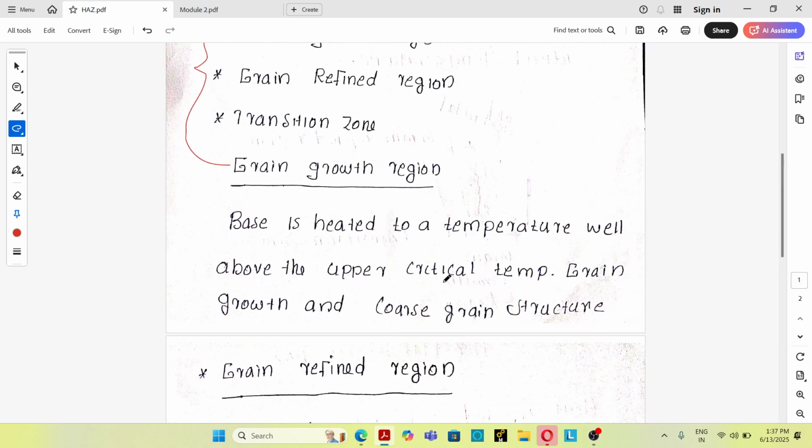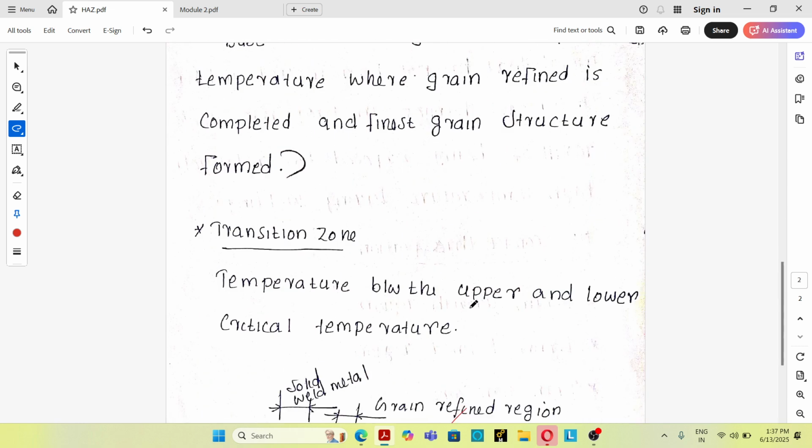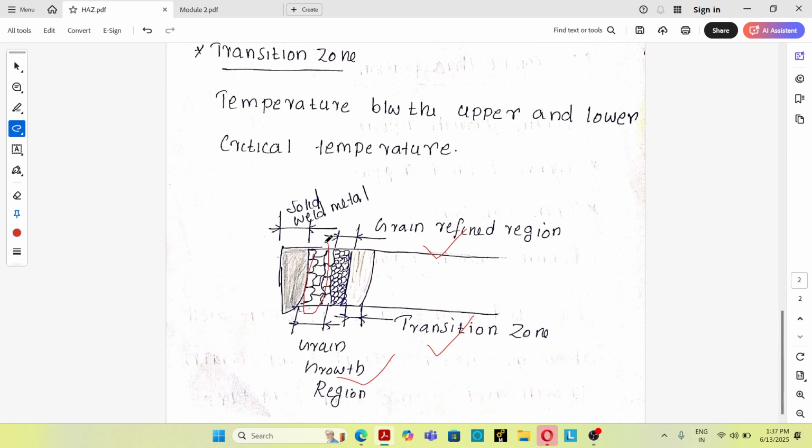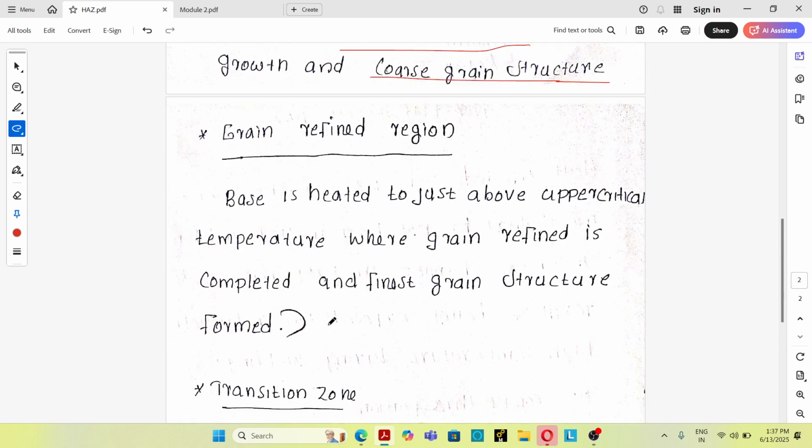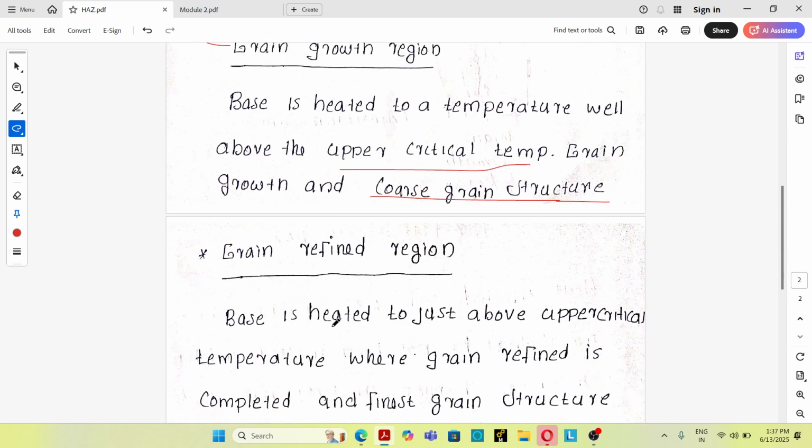So grain growth region, base is heated to a temperature well above the upper critical temperature, below melting point. Grain growth and coarse grains will be formed. So in grain growth region, the base metal is heated to above the upper critical temperature. So grain growth will take place, and coarse grain structure will be formed here. And this area is heated to above upper critical temperature, below melting point.